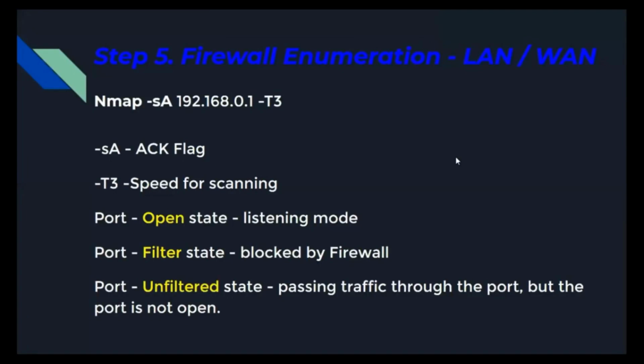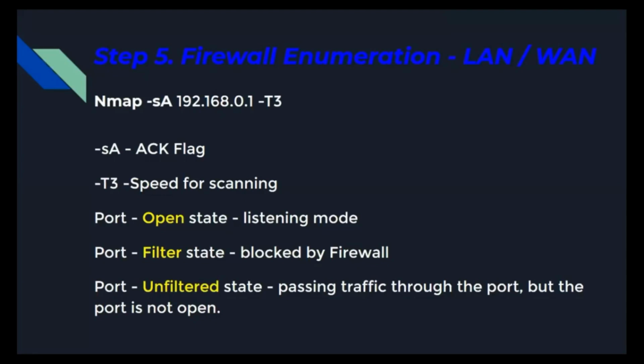Step 5, firewall enumeration. Every firewall has some configured policy rule set. In order to determine which traffic is allowed or denied from the internal network, the penetration tester can observe the access control list or firewall rule set of the ports on the firewall while enumerating. Nmap can be used for the firewall enumeration technique. So let's start with the command nmap -sA firewall IP and -T3. 192.168.0.1 is my firewall IP. -sA means set the acknowledgement flag, and -T3 is the speed of the scanning.